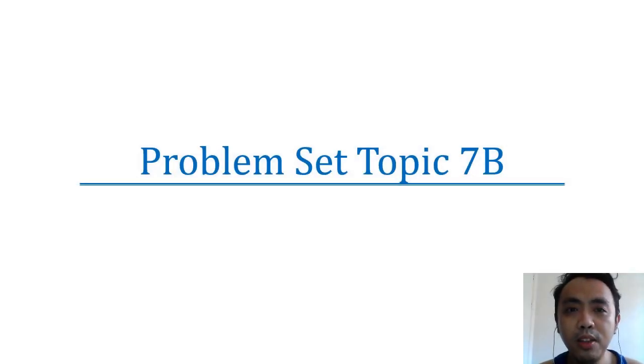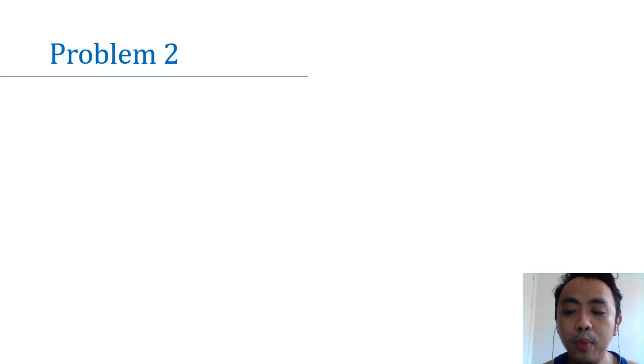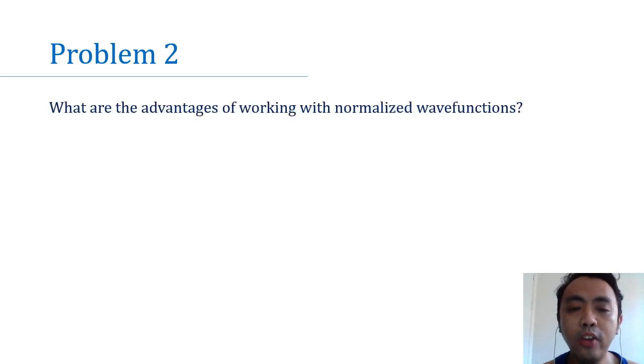Hello! In this video, we will be tackling problem number 2 of problem set topic 17. Problem 2 asks, what are the advantages of working with normalized wave functions? For this explanation, we will consider an electron in a carbon nanotube of length 4.